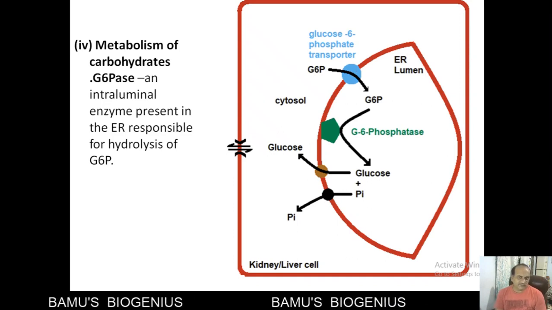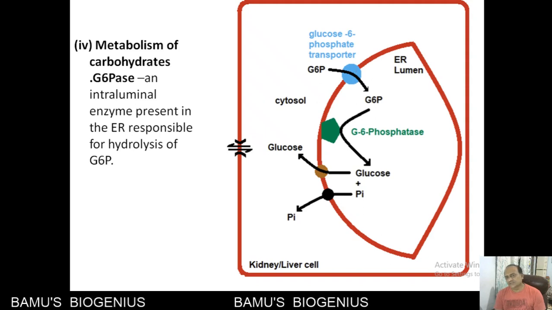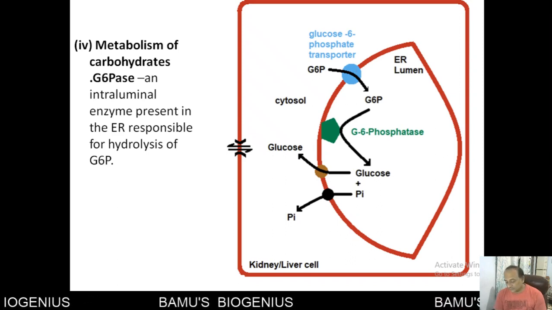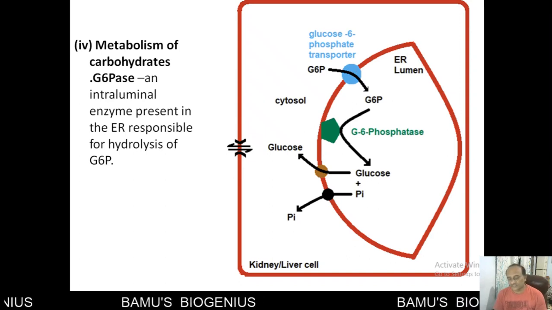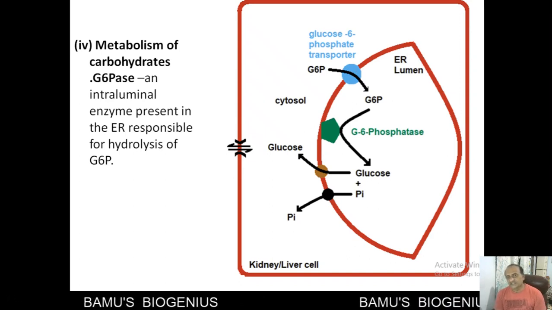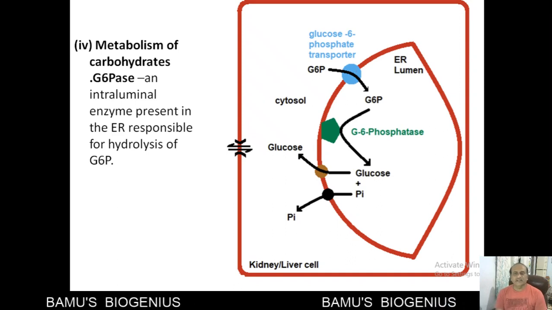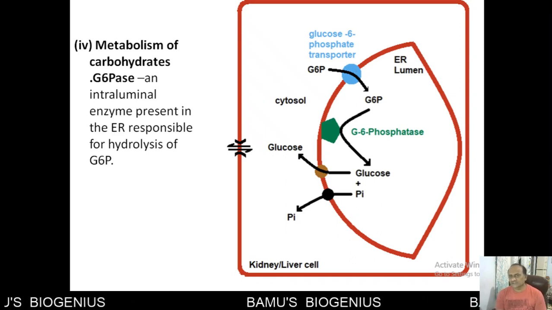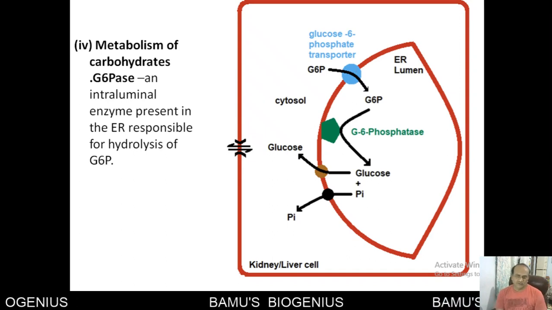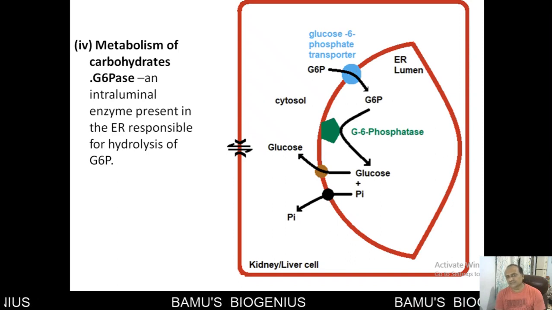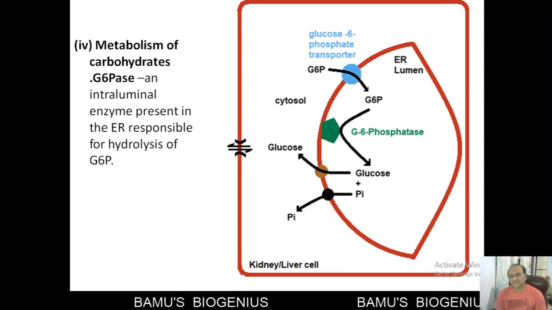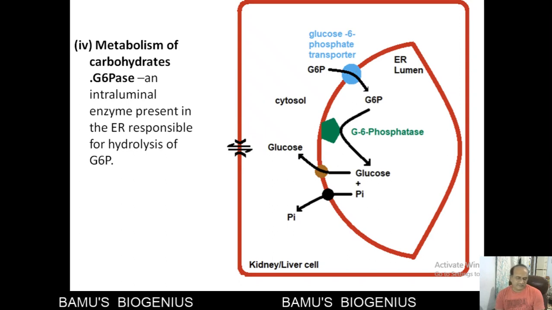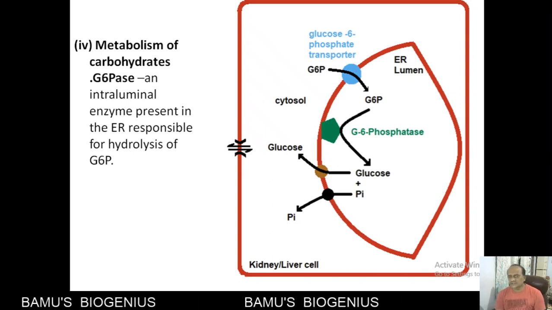When this glucose 6 phosphate is formed, it is taken to the endoplasmic reticulum with the help of a transporter, known as the glucose 6 phosphate transporter. This G6P is then taken into the ER lumen, where a membrane-bound enzyme, glucose 6 phosphatase, removes the phosphate molecule from the glucose 6 phosphate and converts it into glucose and phosphate. Again, different transporters are there for taking that glucose back from the endoplasmic reticular lumen to the cytosol.